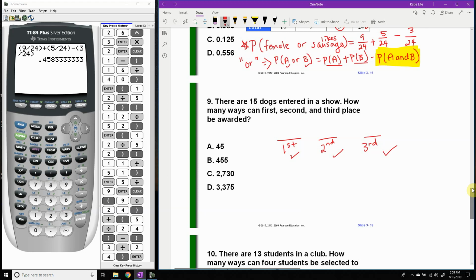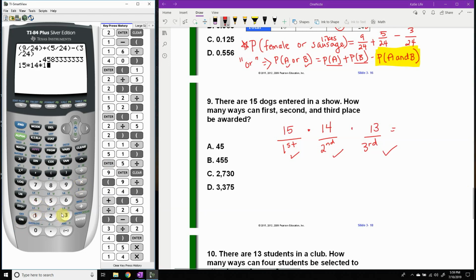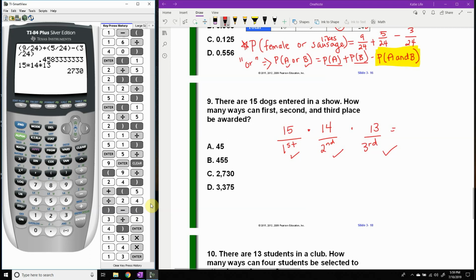You could say, this is like the fundamental counting principle. I've got 15 options for first place. Once that's awarded, I've got 14 options. Once that's awarded, I've got 13 options. And we could do 15 times 14 times 13. That's a total of 2,730 different ways of awarding first, second, and third place.